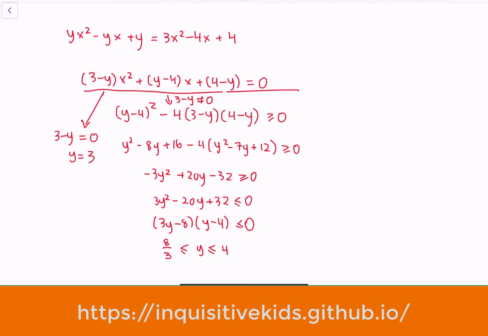So in one scenario, we have y equal to 3, and in another scenario, we have y equal to 8/3 to 4, where y cannot equal 3. But when we combine these two ranges for y, we just have a continuous interval from 8/3 to +4. And so this is our range for y.